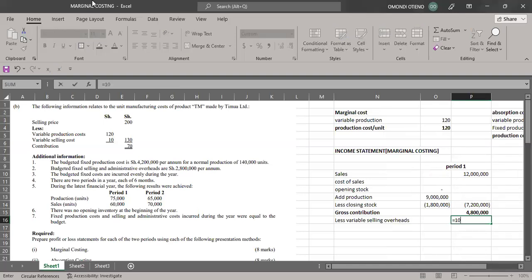What I want you to help me identify is how many units am I going to multiply by this 10? Is it what was produced, the 75,000? Is it what was sold, the 60,000? Somebody to help us get that under period 1. What will I use to multiply the variable overheads?